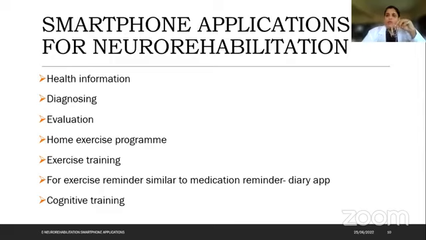Now, if we talk about smartphone applications for neuro rehabilitation purposes, there are various categories in which smartphone based applications can be used. Again, like providing health information regarding the disease condition, providing information to the patient, to the family member, and to the caregiver. Then diagnosing. This is the area where, at present, we don't have any smartphone based application that can actually diagnose any neurological condition.